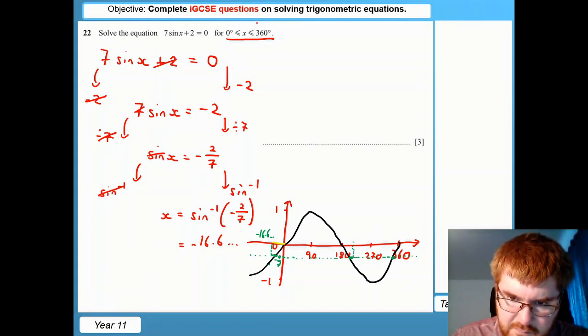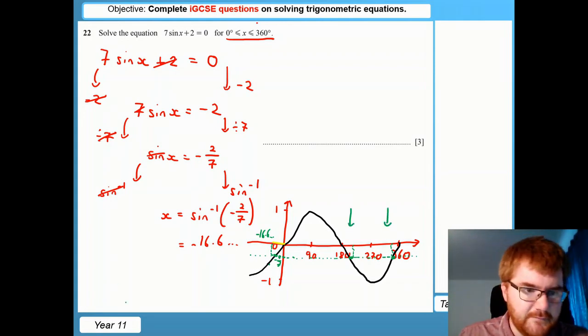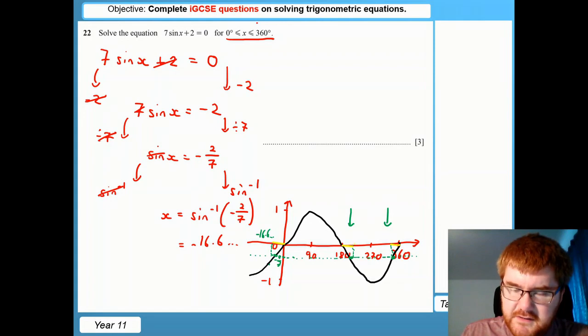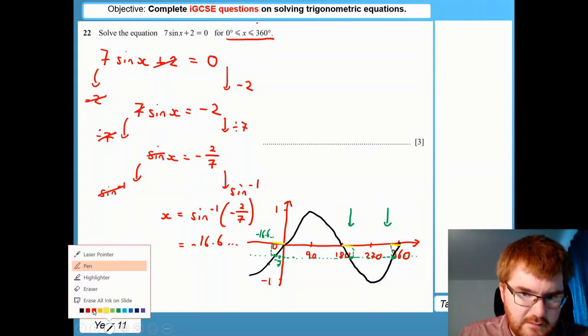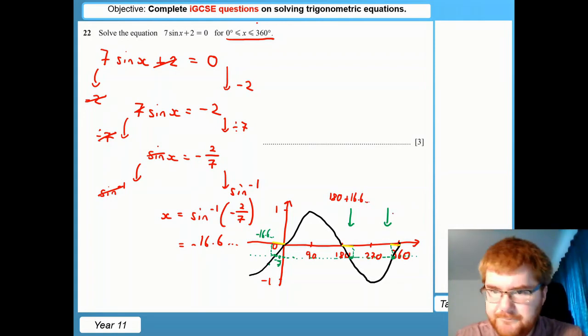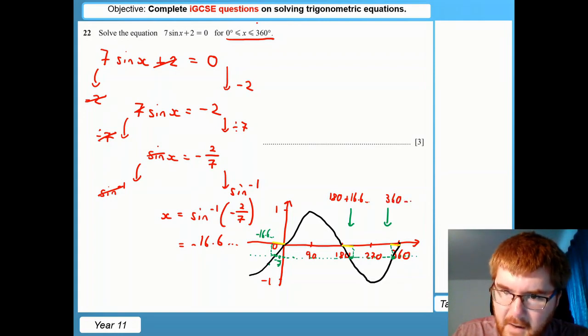Because we want to work out, because it's between 0 and 360 here, this answer and this answer. So if I get my trusty yellow line out here, I need to work out this one. Remember, the yellow line's the same here and the same here. And also this one here as well. So the first thing I'm going to do is work out this one. Well, it's 180 plus whatever this yellow line is. Well, luckily I know the yellow line is actually just 16.6 dot dot dot. So the first answer here is going to be 180 plus that 16.6 dot dot dot. Notice it's plus because we're going beyond 180. And here we're going to do 360 minus 16.6 because we want to go backwards from the 360 point.